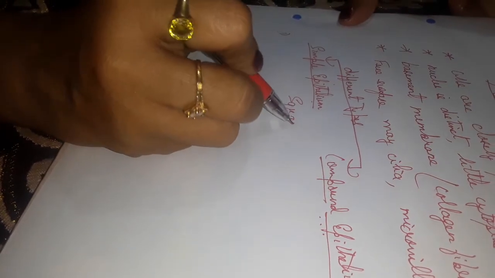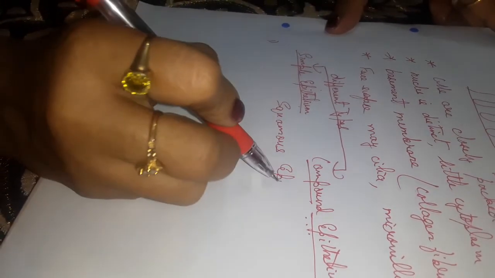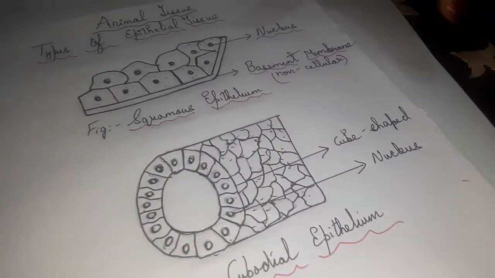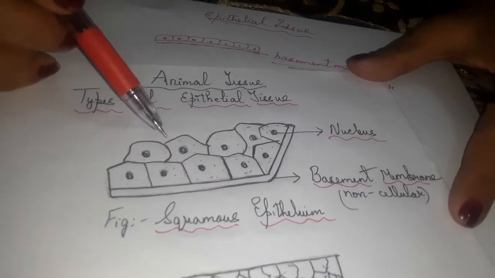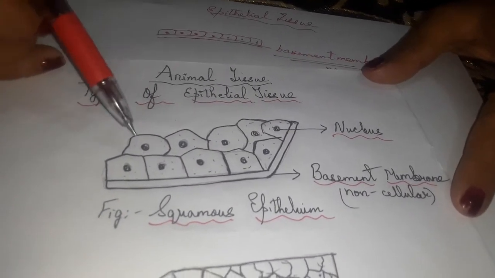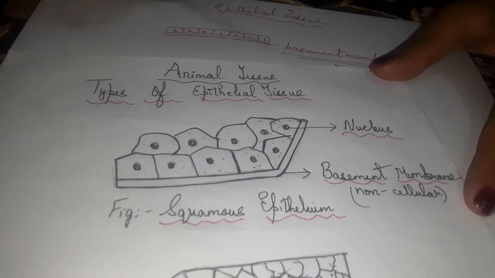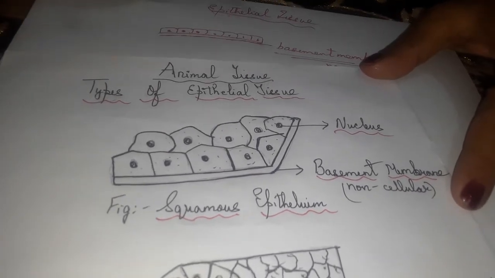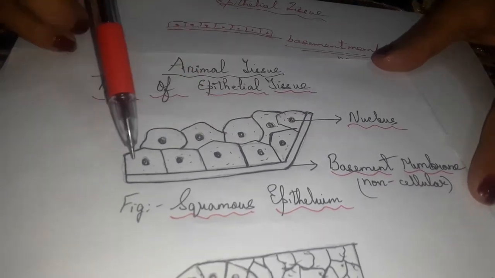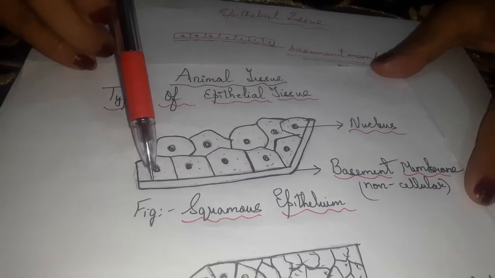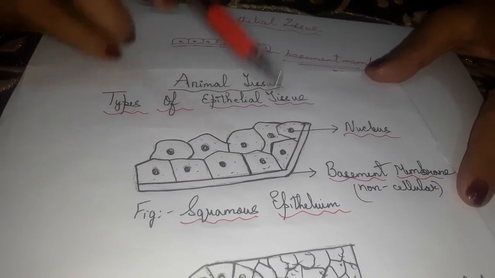So accordingly, one by one we shall discuss simple epithelium with the help of the diagram. The first is squamous epithelium. I'll show you the diagram given here. The squamous epithelium, as you can see, is made up of cells which resemble the tiles on a floor. So they are also referred to as pavement epithelium. The nucleus is prominent, cells are closely packed, and they are based on a basement membrane which is non-cellular.